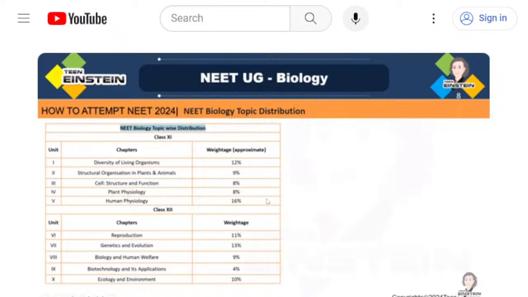Here I have given one table. So according to the weightage of the chapter, you should prepare. See, almost we have covered all the portions, and before 1 week or 10 days, we just want to go through all the chapters.